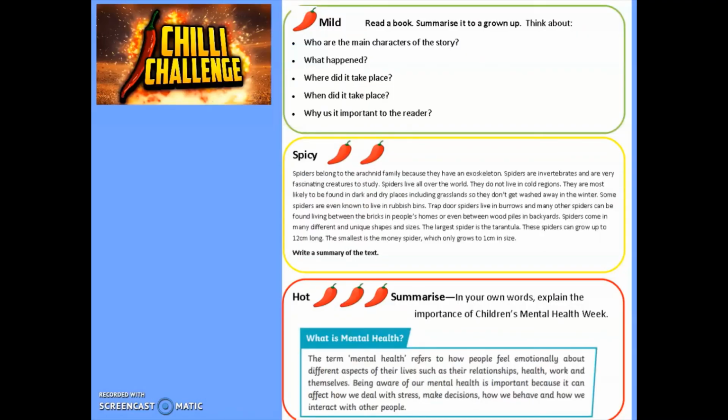Finally, when you have finished this task, then you have got your chili challenge. These are all working on our summarising skills. The mild chili challenge is to read a book and summarise it to a grown-up. There are some questions for you to think about when you do this. The spicy challenge, there is a paragraph about spiders, and you're going to write a summary of this text. And if you choose to do the hot challenge, then there is a little extract on mental health, and I need you to summarise, in your own words, explain the importance of Children's Mental Health Week.